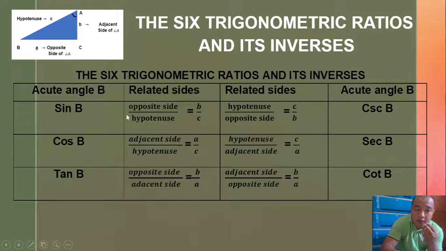And of course, if sine B is B over C, cosecant B is C over B because they are inverses. Cosine B, A over C. Secant B is C over A. Tangent B is B over A. And cotangent B should be A over B. Okay, we have here a typographical error. Cotangent B should be A over B because it is the inverse of tangent.